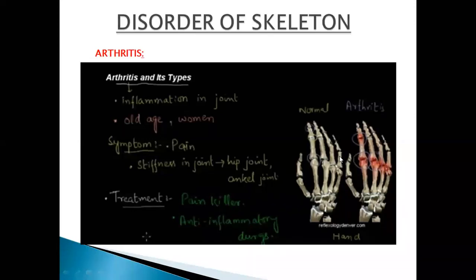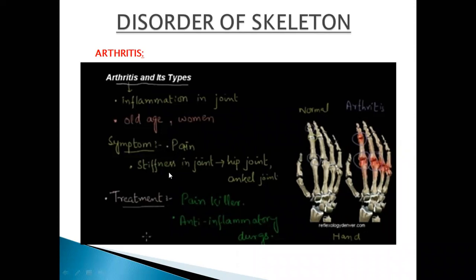Here you can see the diagram. One is a normal hand. The joints are given here, different joints, the phalanges joints you can see here. And the next is the arthritis patient's hand. And you can see here this red highlighted area that is showing the inflammation. Inflammation is known as arthritis.